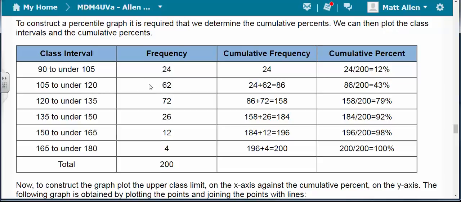As I go into this next group, 62 more people have been covered at this point, which means that a total of 86 people out of our entire group have been covered. 86 out of 200 is 43%. That means that if I happen to be right at that 120 mark, I'm in the 43rd percentile. My value is higher than 43% of the population.